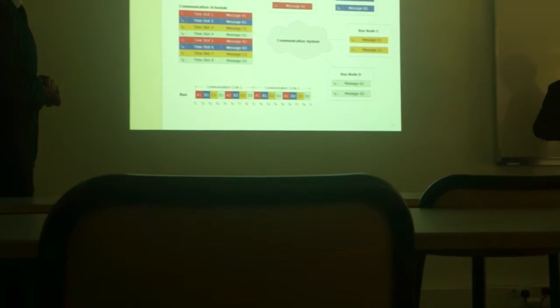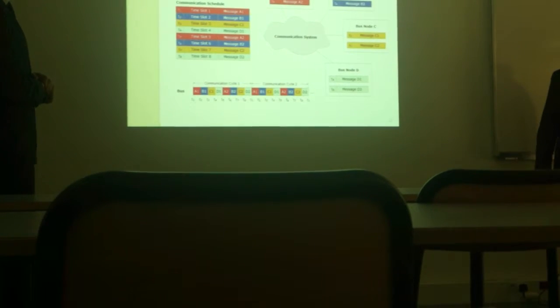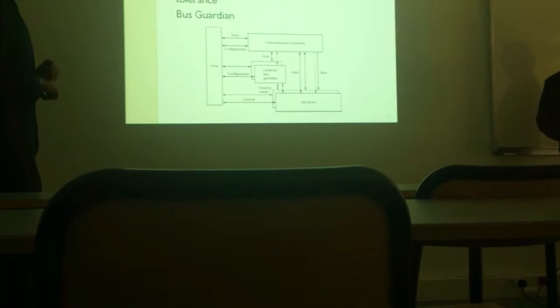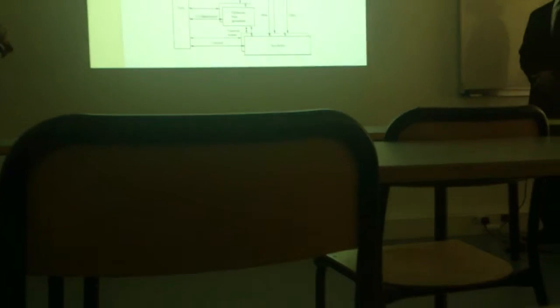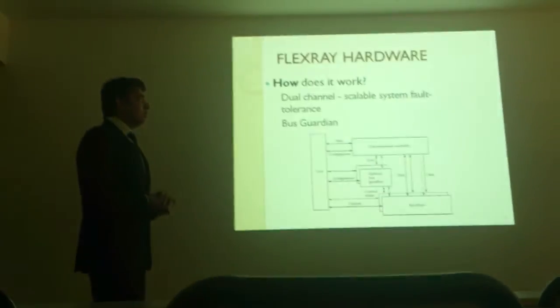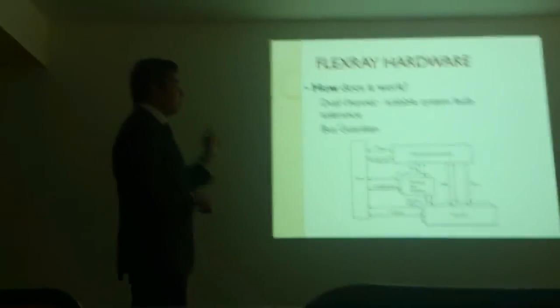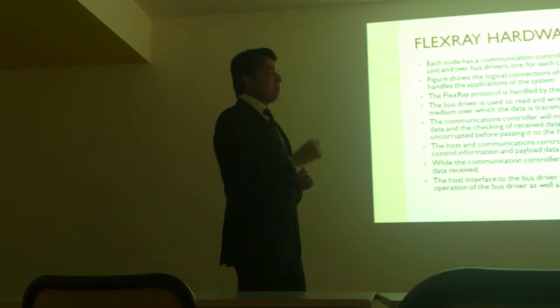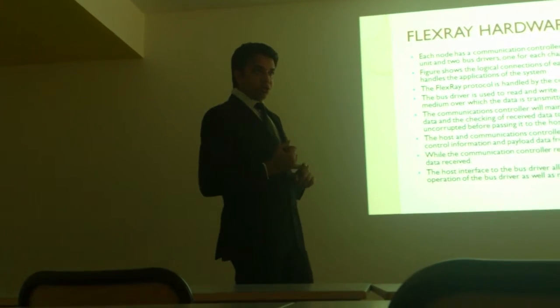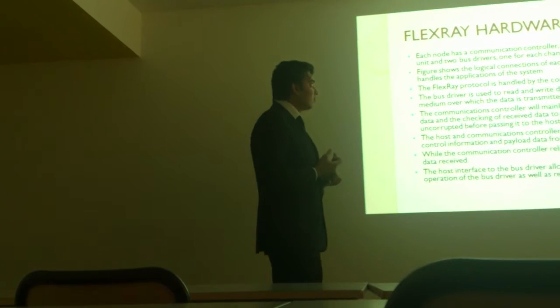FlexRay hardware. How does it work? The FlexRay consists of dual channel, and it is totally fault tolerant, and it consists of a bus guardian. Each node has a specific communication controller, a host, a power supply, and 2 bus drivers, one for each channel. The figure shows the logical connections of each element.